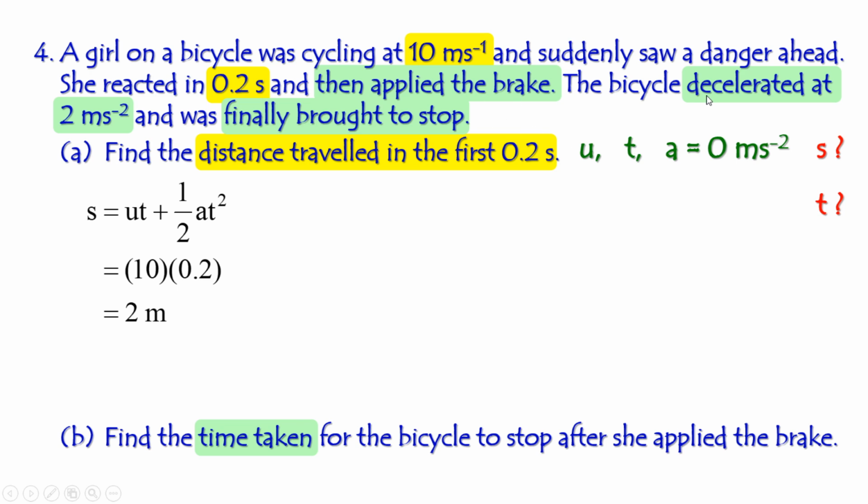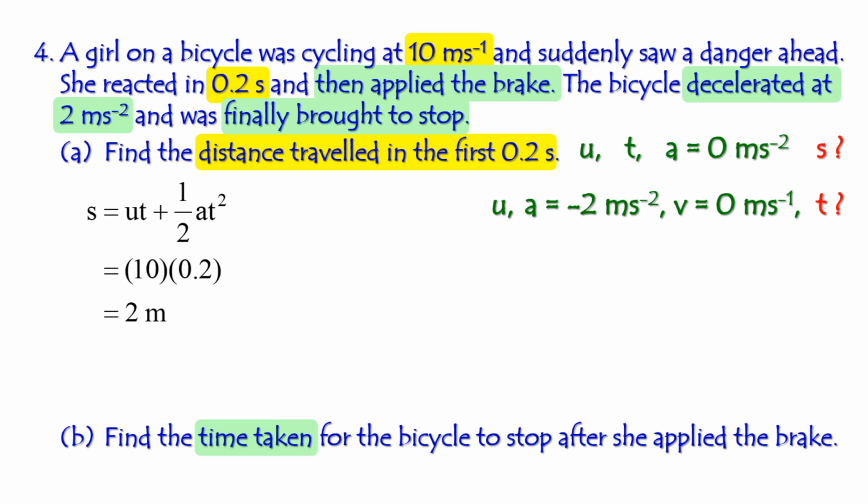Okay, the deceleration is 2. The initial speed is 10 also, because the bicycle does not decelerate before that. Okay, so u is 10, and the deceleration is 2. It should be -2 because it is decelerating, slowing down. Okay, a is -2. Is it okay? And what else do we have? And finally, brought to stop. Brought to stop, what does it mean? That means the final speed is equal to 0.